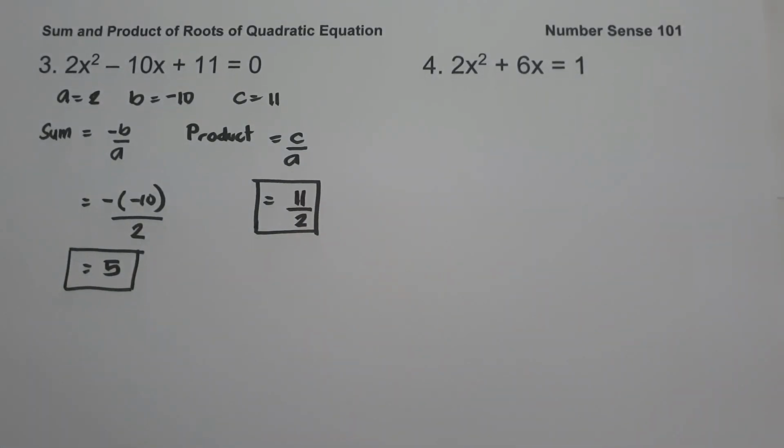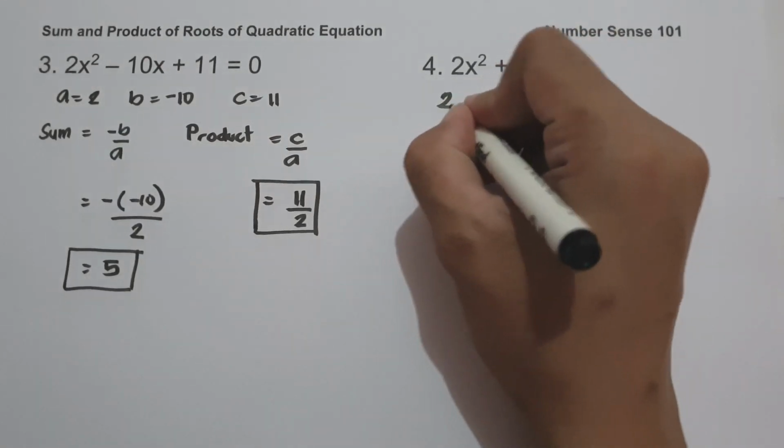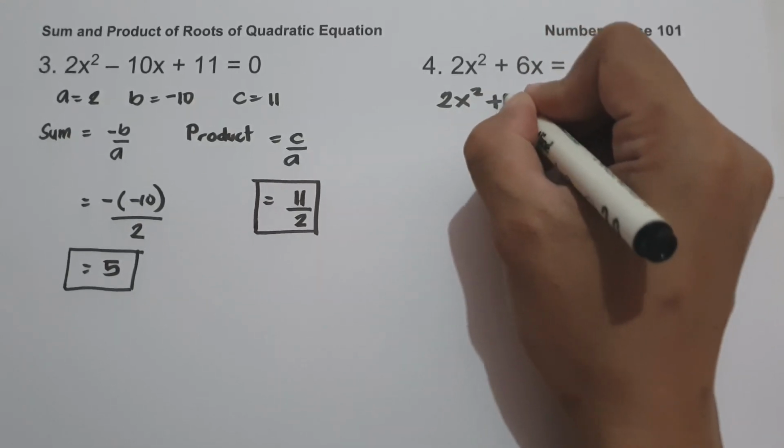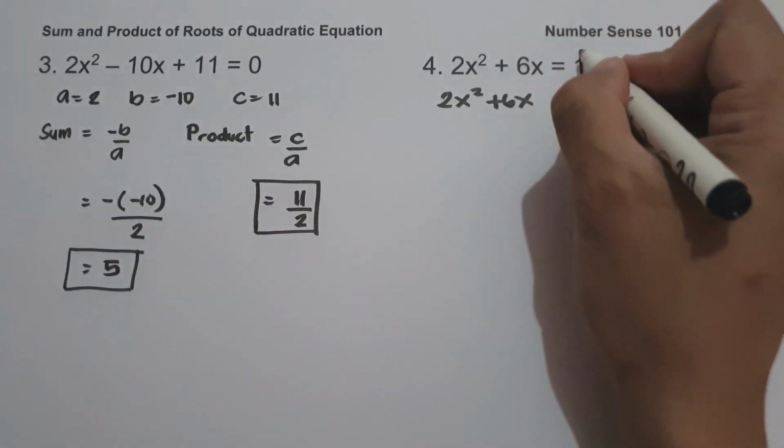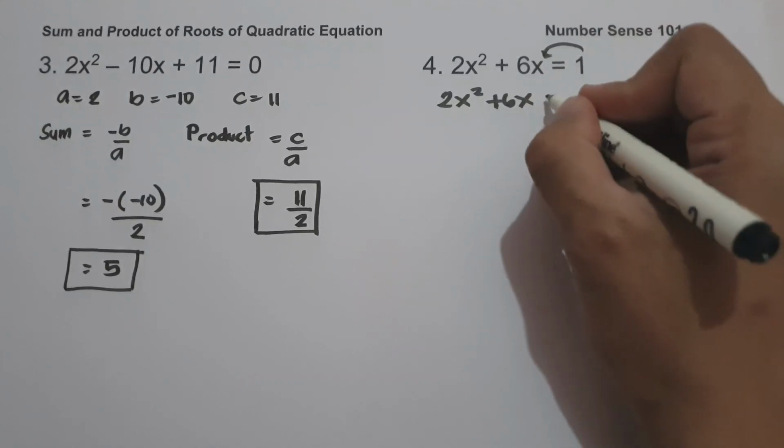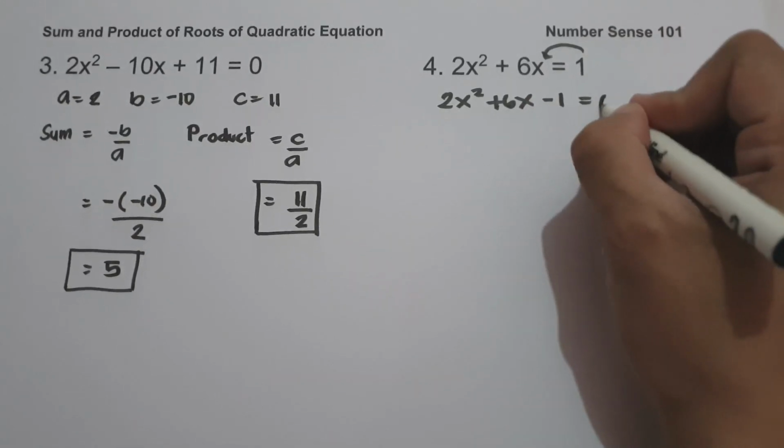On number 4, we have 2x squared plus 6x equals 1. So the given equation is not written in standard form. So the first thing that we're going to do is to write the given equation into standard form before we identify the values of a, b, and c. So let us have 2x squared plus 6x, and let us move 1 to the other side of the equation. This will be negative 1 equals 0.